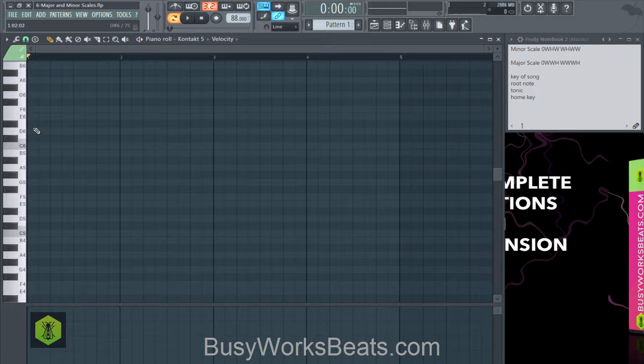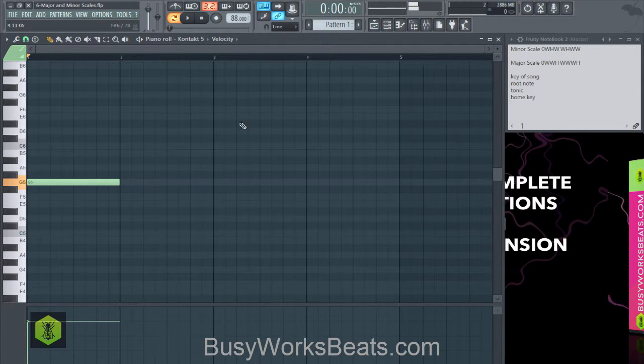So we start on the 0 point. So I'm going to close my eyes and I landed on G. Okay, so let's build out the major scale starting from G. So G is our 0 point, our root note, our tonic, our home key. Now I meant to mention, I'll get into it later, but let's just continue pushing on.